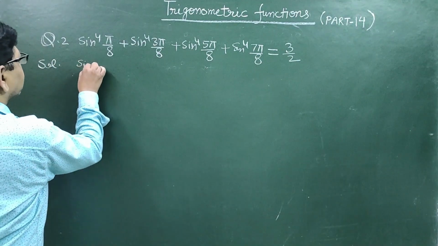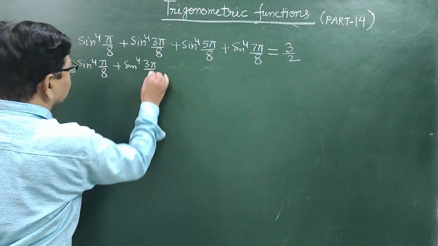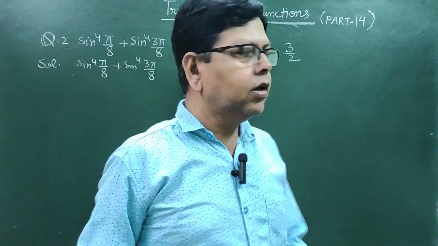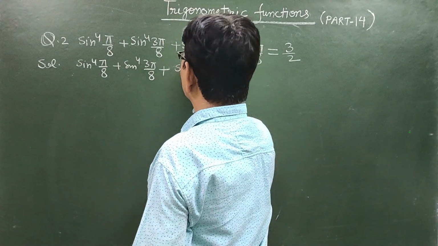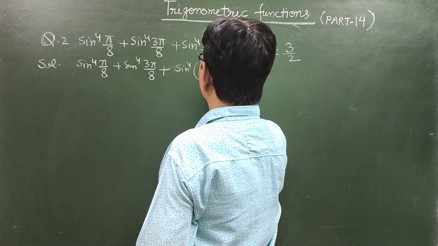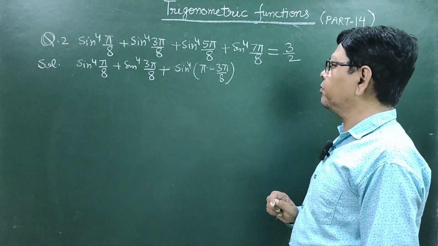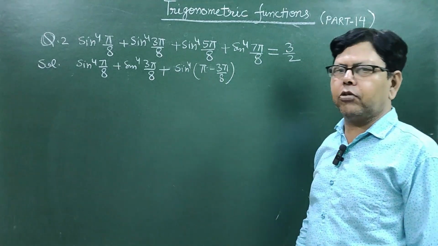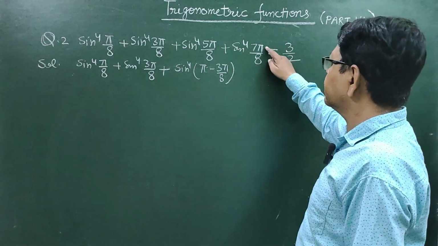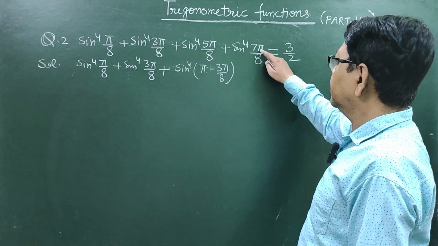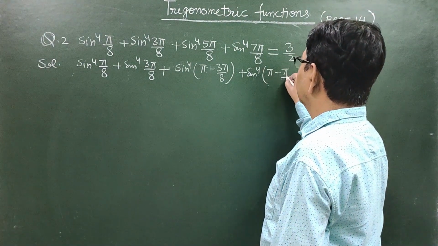Sine 4 pi by 8 plus sine 4 3 pi by 8. By 4 I mean to say raised to the power 4. Plus, now this 5 pi upon 8 I can write as sine 4 of pi minus 3 pi upon 8, because 5 pi you can write as 8 pi minus 3 pi upon 8, which on simplification gives you pi minus 3 pi upon 8. What I am doing here, I want to convert this 5 pi upon 8 into 3 pi upon 8, and 7 pi upon 8 is 8 pi minus pi, that is pi minus pi upon 8, plus sine 4 of pi minus pi upon 8.